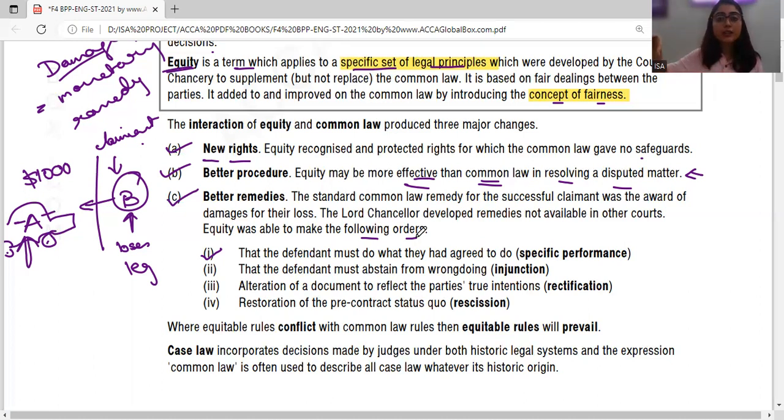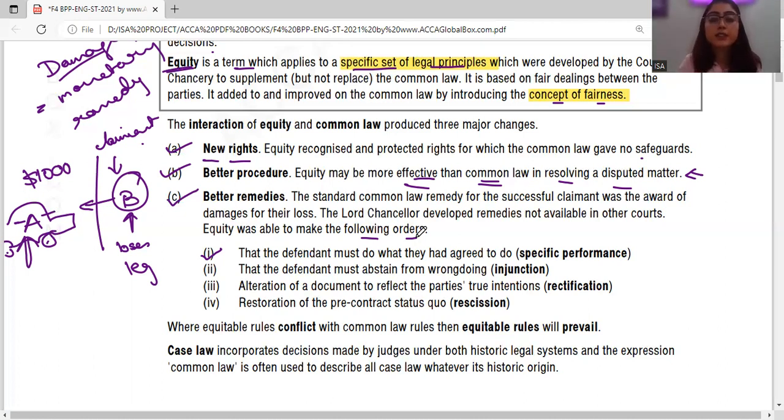Abstain from wrongdoing. Okay, I've got to know that you're about to get into a contract which is illegal and which is a crime. I got my inside information. So either you stop it right away, or you will have to face the consequences. It can be a warning from the court, right? So that is injunction. Is it clear? The word injunction? Yes, ma'am.